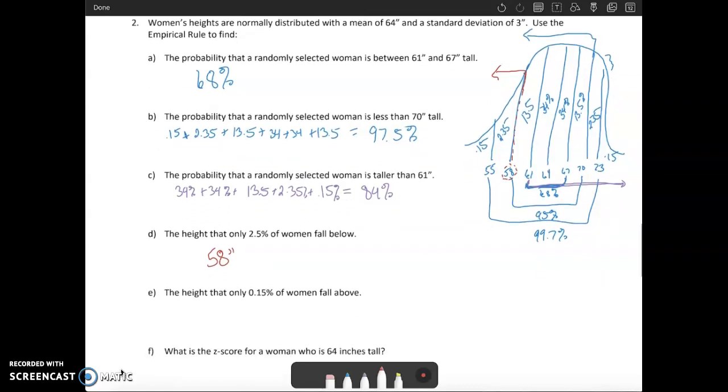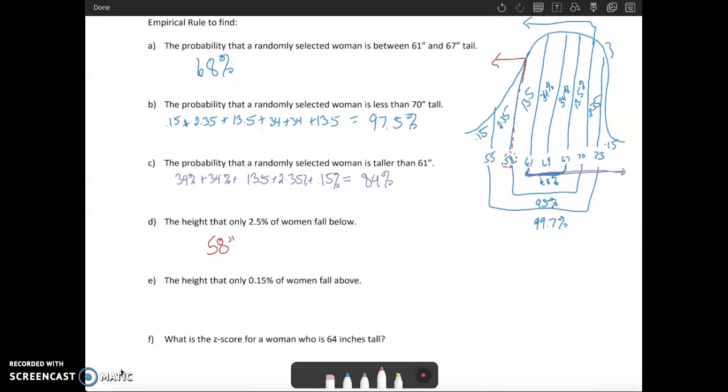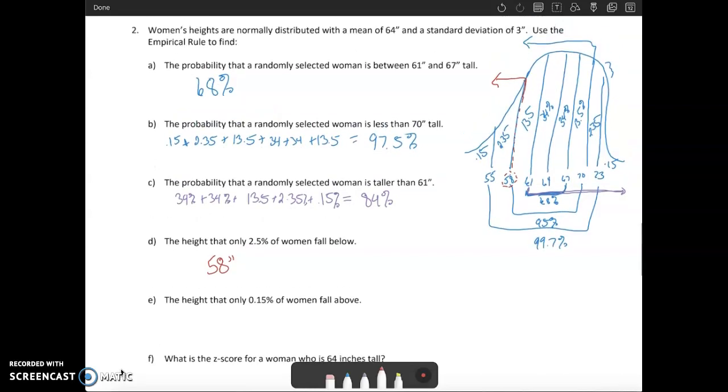What is the height that only 0.15% of women fall above? So here's my 0.15% here. Above that, so above 73 inches, only 0.15% of women are taller than 73 inches.